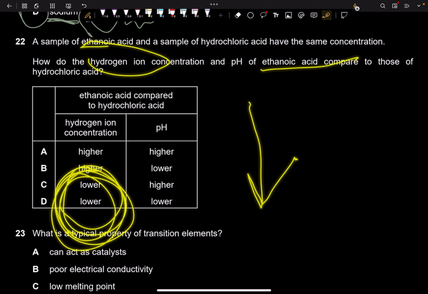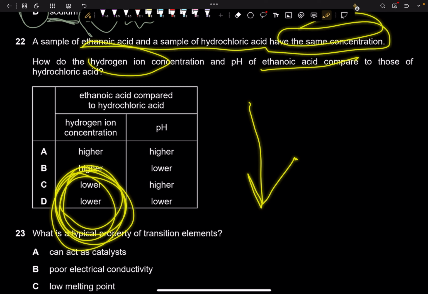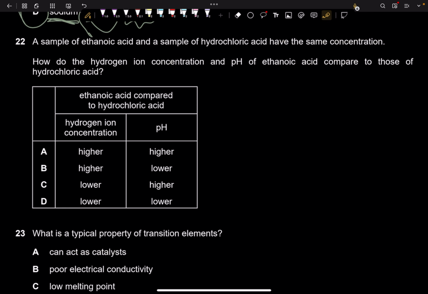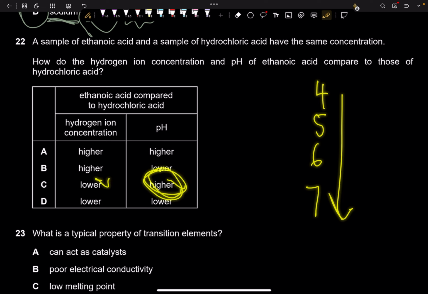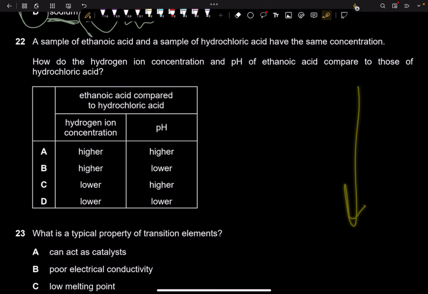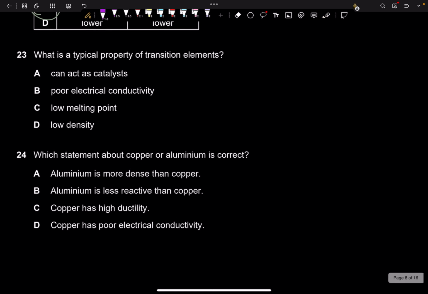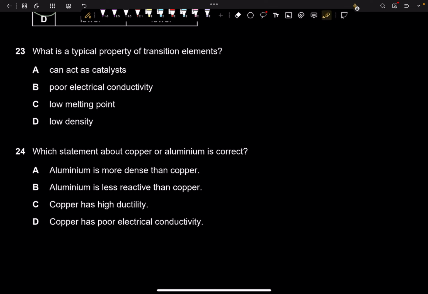If you have the same moles, same concentration, that means your moles in the same amount of volume are the same. Still, very few of them will dissociate. The pH of hydrochloric acid will be 4 or 5, and for ethanoic acid it will be 6-7. So the pH will be higher, and the hydrogen ion concentration will be lower.